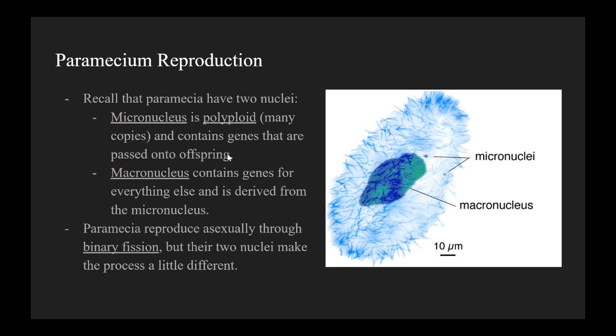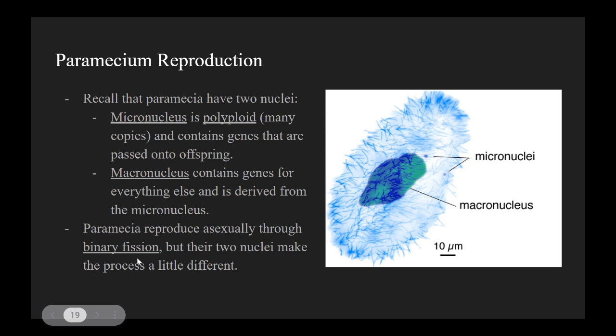All right, so let's look at the reproduction of these guys, their life cycle. So recall from the last lecture where I mentioned briefly that paramecia have two nuclei. They have this micronucleus that's really small, and they can actually have multiple of these, but the micronucleus is polyploid, meaning it has many copies of the DNA. It also contains the genes that are going to be passed onto the offspring, so the next generation. And then the macronucleus contains the genes for everything else that the cell needs to do, and it is actually derived from the micronucleus.